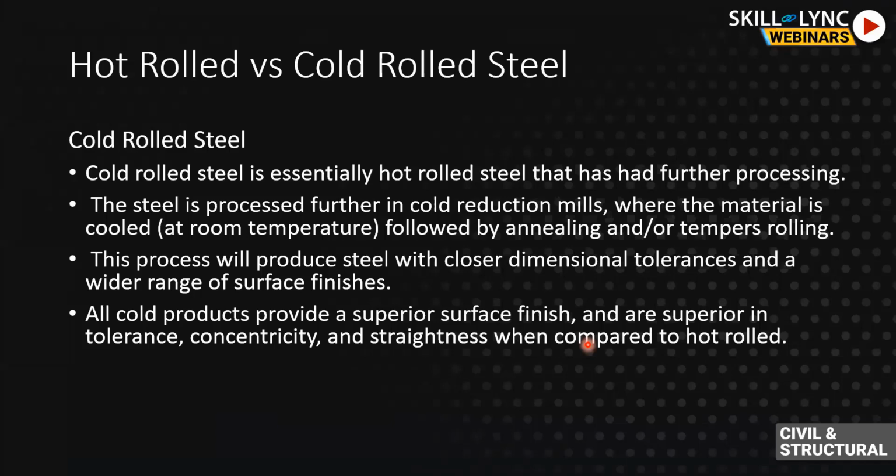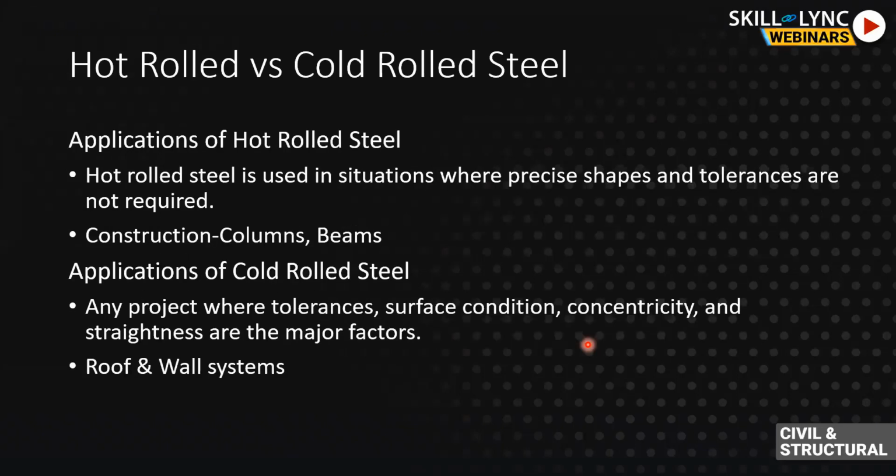So the cost of cold rolled steel is also high. So we normally use these cold rolled steel for secondary members like purlins or girts, and hot rolled members for larger columns and beams. Now let's see the applications of hot rolled and cold rolled steels. Hot rolled steel is used in situations where precise shapes and tolerances are not required, like in columns and beams. Applications of cold rolled steel, any project where tolerance, surface condition, concentricity, and straightness are the major factors, like roof and wall systems. So these will be lightweight.